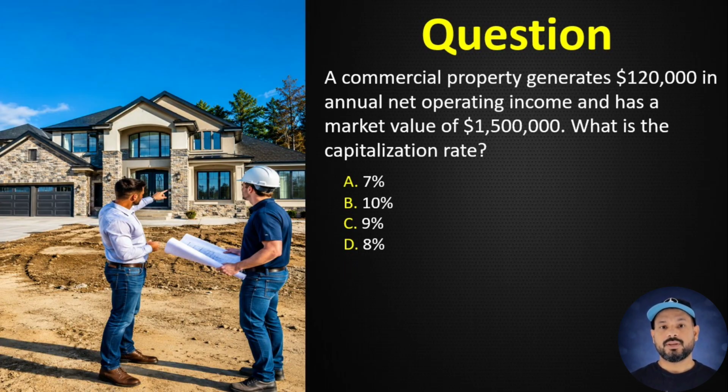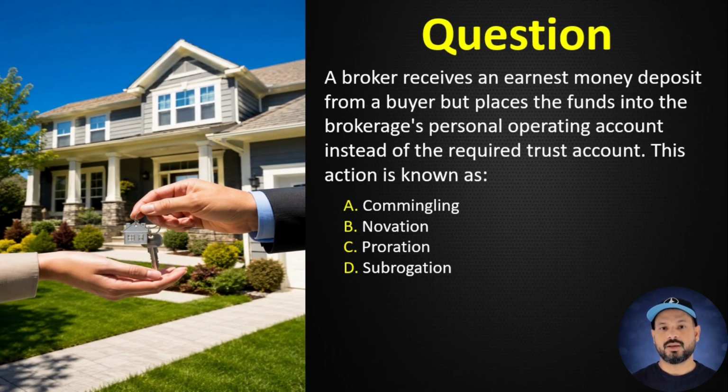Question number 4. A commercial property generates $120,000 in annual net operating income and has a market value of $1,500,000. What is the capitalization rate? A. 7%, B. 10%, C. 9%, D. 8%. Correct answer, D. 8%. Divide net operating income by market value. $120,000 divided by $1,500,000 equals 8%.